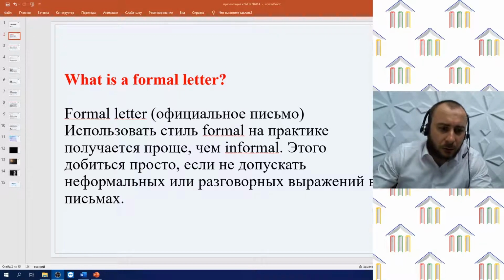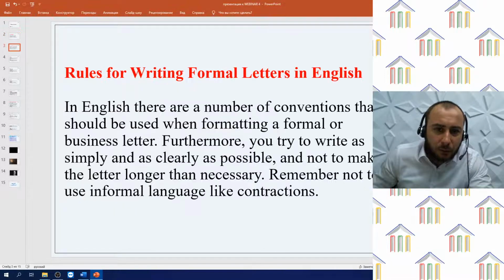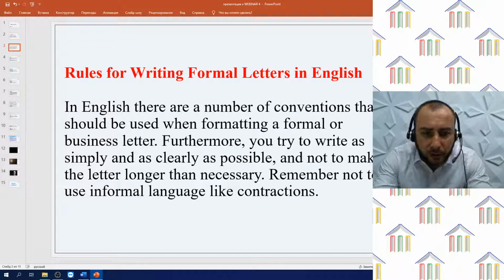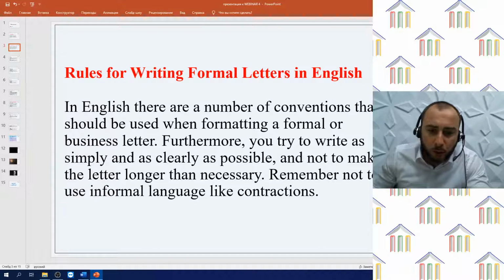So, rules of writing formal letters in English. In English, there are a number of conventions that should be used when formatting a formal or business letter. Furthermore, you should try to write as simply and as clearly as possible and not to make the letter longer than necessary. Remember not to use informal language like contractions.